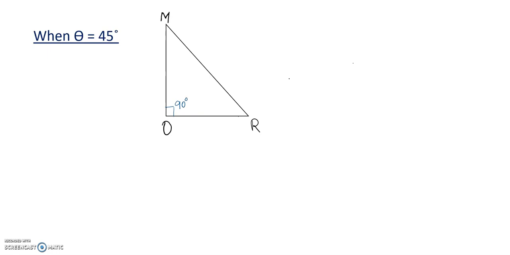Consider a right angle triangle OMR, and it is right angled at O. Now let's assume that this triangle has 45 degrees at R. So it's 45 degrees at R. Now we know that using the triangle law, the sum of all the angles inside the triangle should be equal to 180 degrees, which means if you add the angle MOR, which is this angle at O, plus angle ORM, which is this angle at R, plus the angle OMR, which is this angle at M, when you add these three angles, you should get 180 degrees.